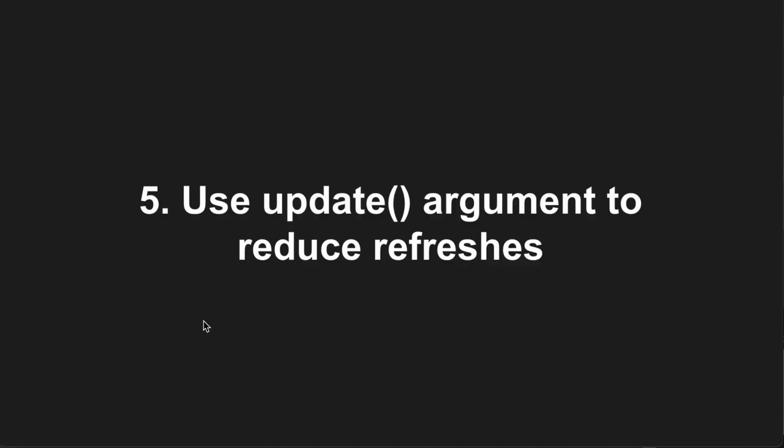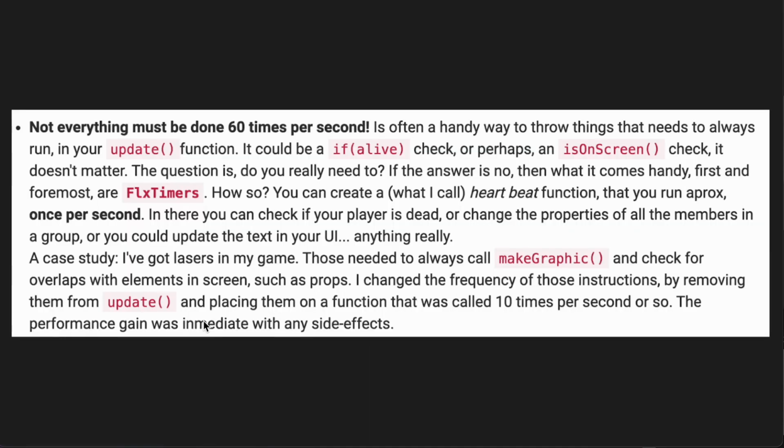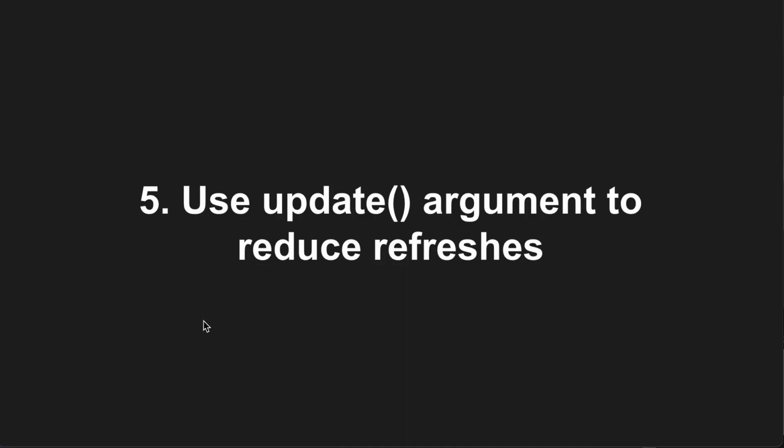The next point is you can use the update call to reduce the amount of refreshes. So I've mentioned in the previous point that Claudio used a separate method to reduce the amount of times certain assets are updated. But if you have a whole scene or a whole sprite that you want to reduce the amount of times it updates, you can actually change the update method that you override in the game.